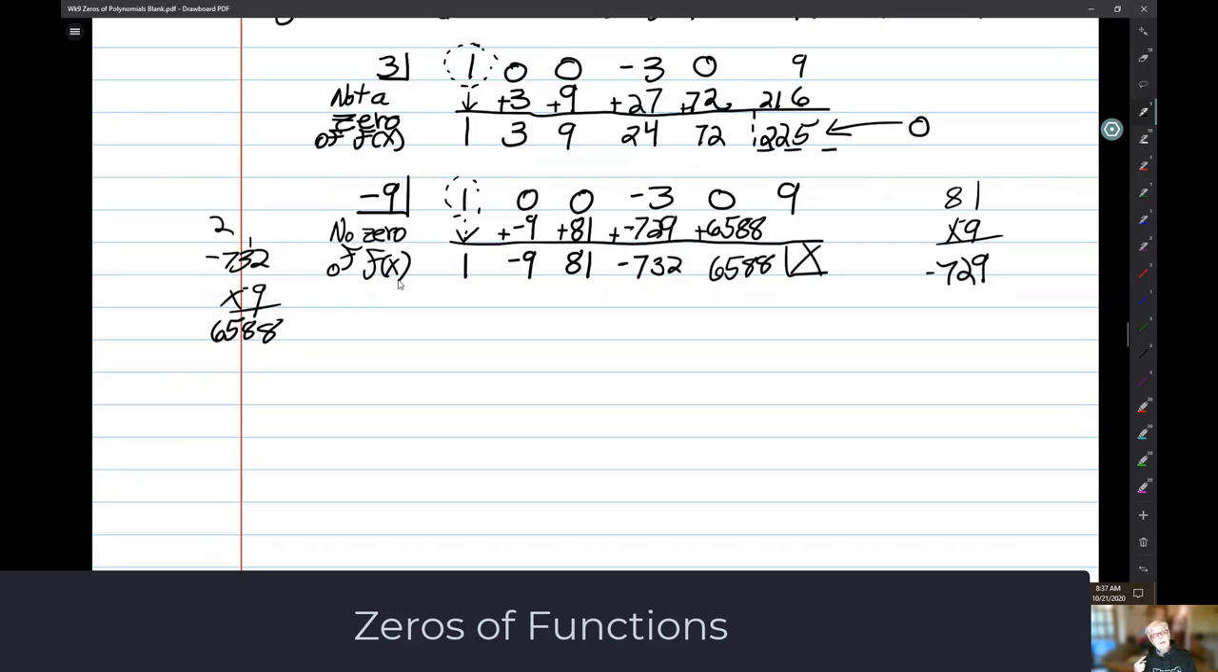And so you keep going. There's no guarantee that any of those numbers would be a zero of f of x.